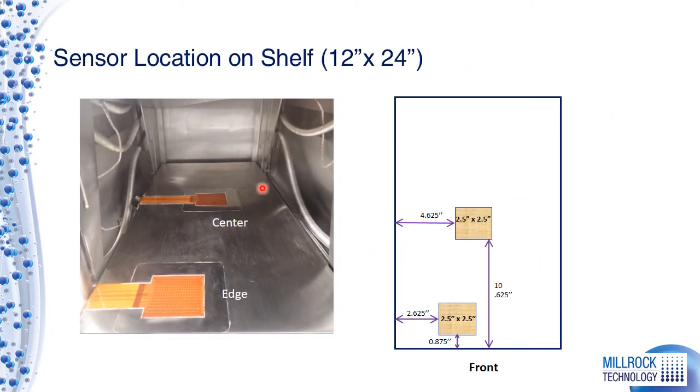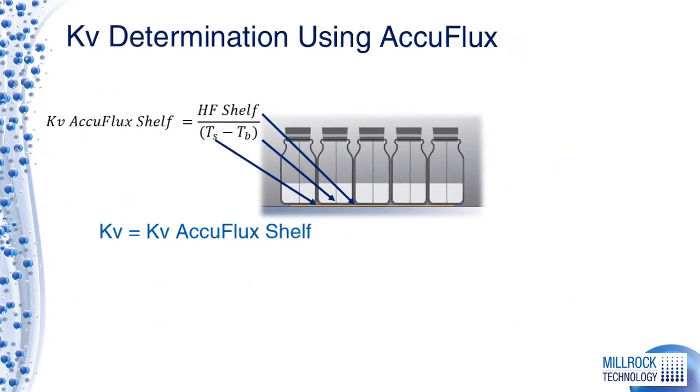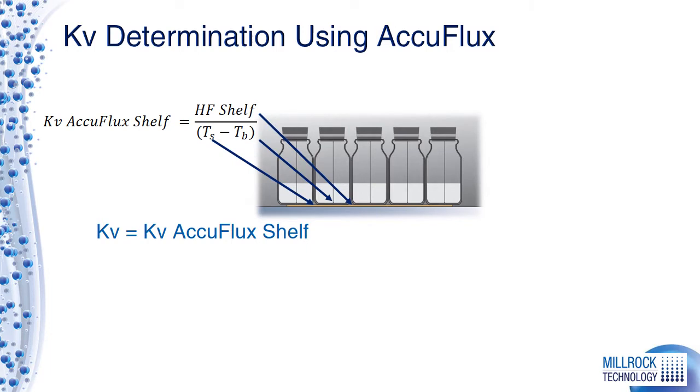In our case, we actually had a 12 by 24 shelf with 2 sensors mounted on the shelf, one in the center, one at the edge, in these following locations. To determine Kv, it's pretty straightforward. We're measuring the heat flow through the heat flow sensor. We're measuring the shelf temperature on the heat flow sensor. And we have thermocouples in the vials, so we're measuring the product temperature. So just putting those together, we get Kv for what we call Kv Accuflux for the shelf.